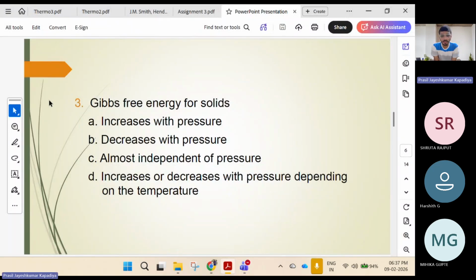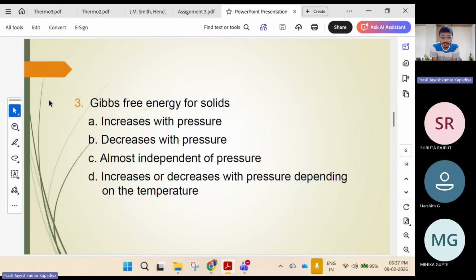Okay. Then what will be the answer for this? Gibbs free energy for solids: does it increase with pressure, decrease with pressure, is it independent of pressure, or does it increase or decrease with pressure depending on temperature? Anyone? What is del G by del P? Del G by del P is volume. Okay, so the slope will be volume.